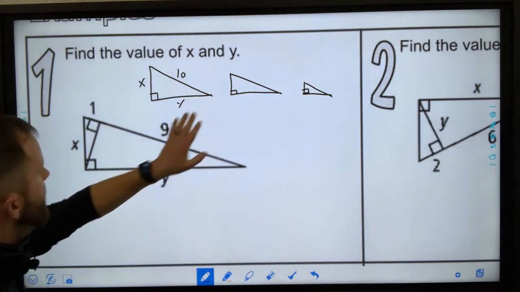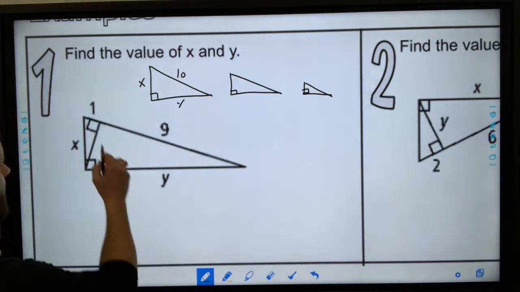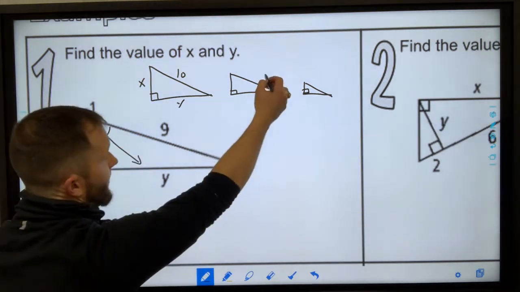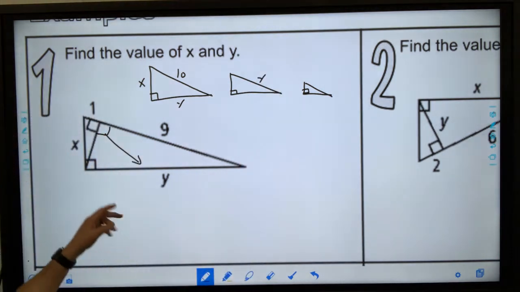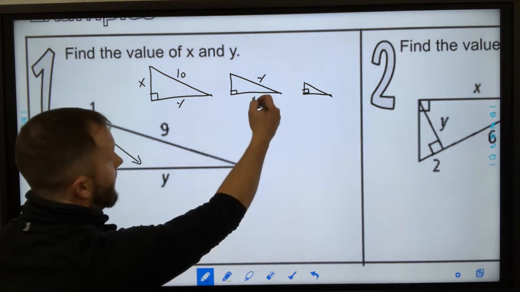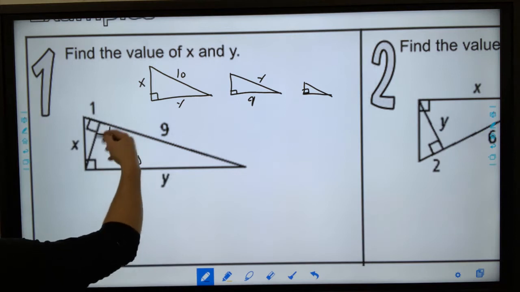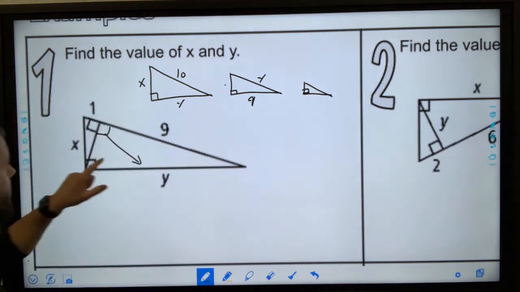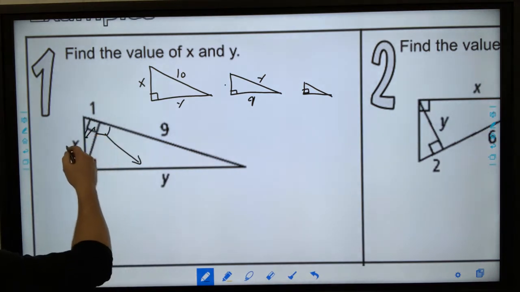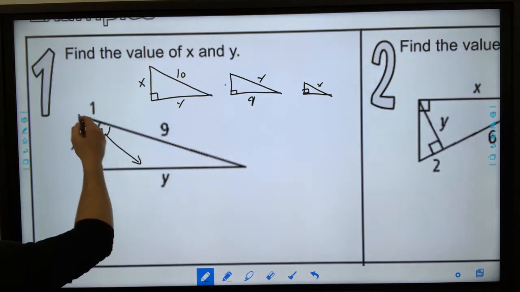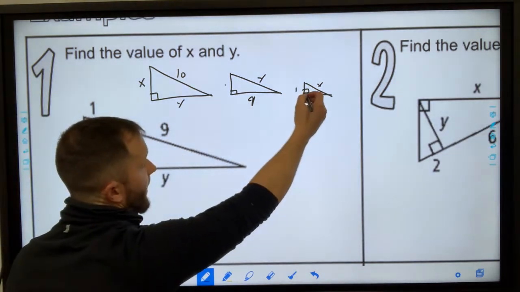Now looking at the medium triangle, this is where my right angle is. Opposite of that is my hypotenuse, so my hypotenuse is Y. On this triangle, my long leg is going to be 9, and I don't know what my altitude is. Now on my little bitty triangle, my hypotenuse opposite the right angle is my X value, and my little leg is going to be 1.